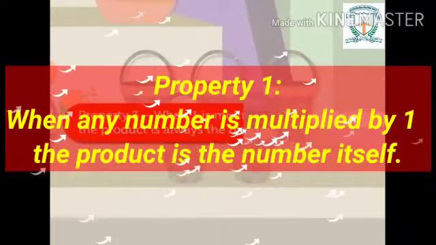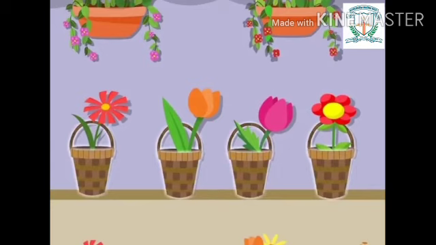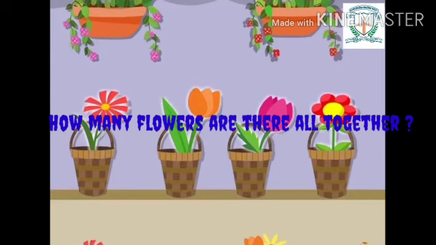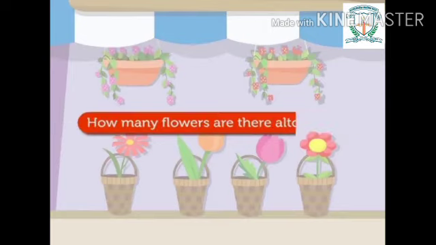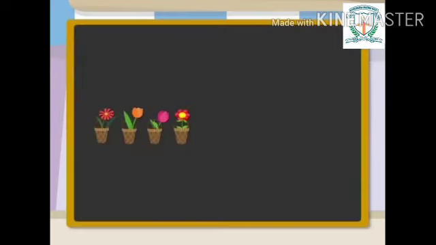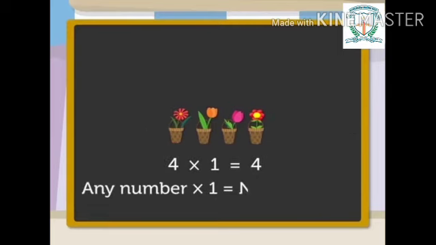Let us take an example. There are 4 flower baskets. Each basket contains 1 flower in it. How many flowers are there altogether? Here there are 4 baskets and 1 flower in each. Now 4 multiplied by 1 is equal to 4. Here we multiplied number 4 by 1 and we got the answer as 4. Hence, when any number is multiplied by 1, the product is the number itself.